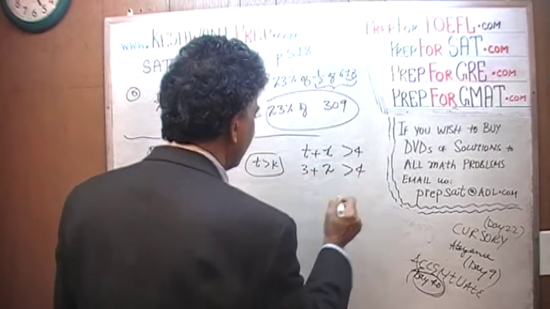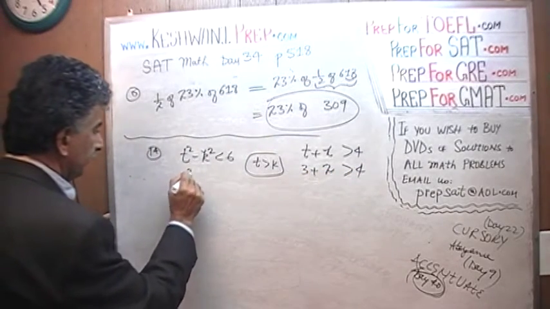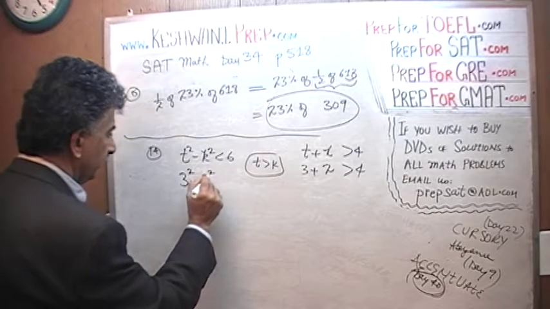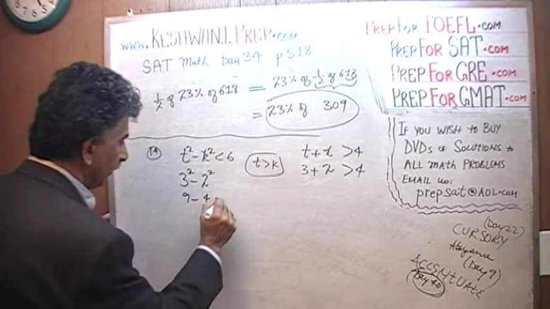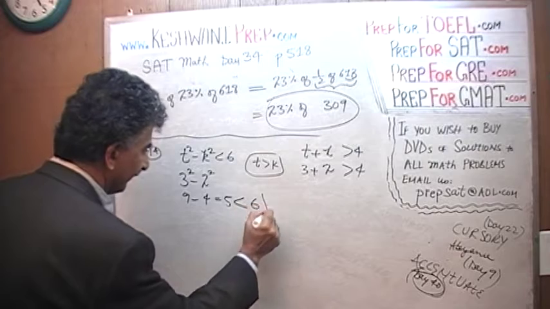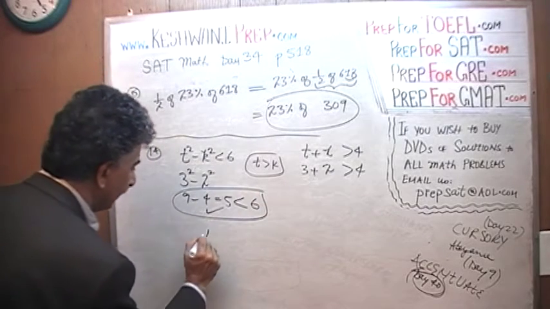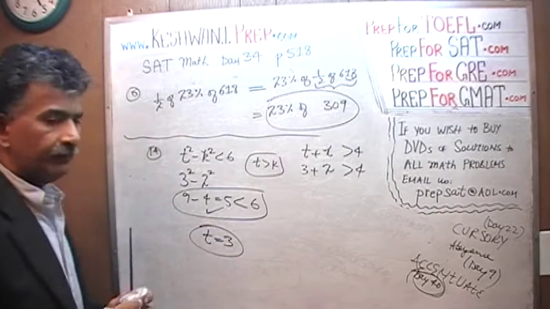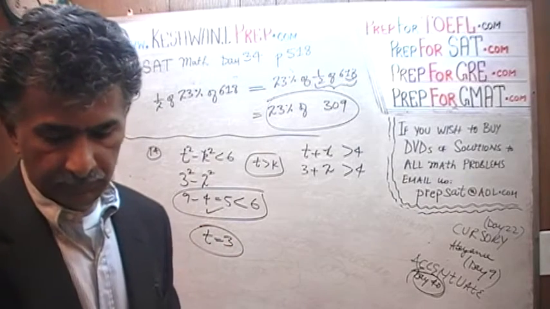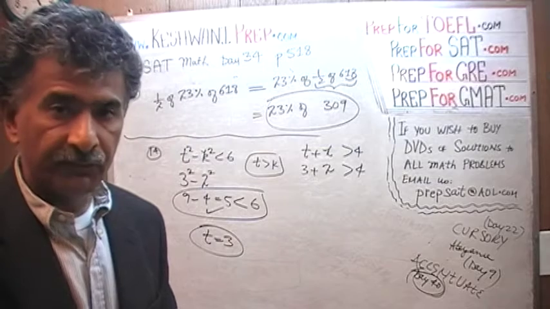3 and 2 is more than 4, and 3 squared minus 2 squared, which is 9 minus 4, which is 5, which is less than 6. It works. Voila, it works. This does the job, which means t equals 3. T equals 3.